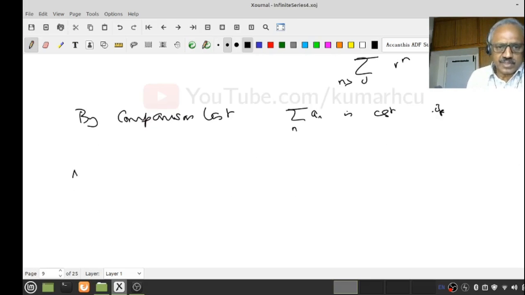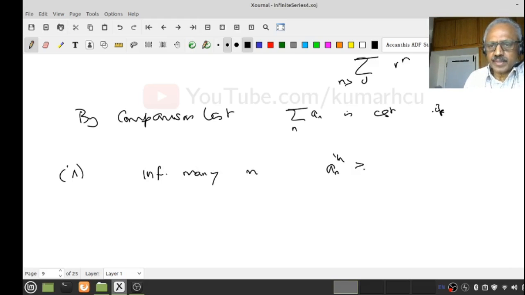Now let's look at the second part. Let us assume for infinitely many n, we have a_n to the power 1 by n is greater than or equal to 1, right? Then the series a_n is divergent, that is, not convergent. Why? If false, what does it mean?